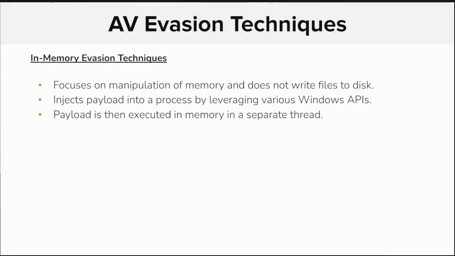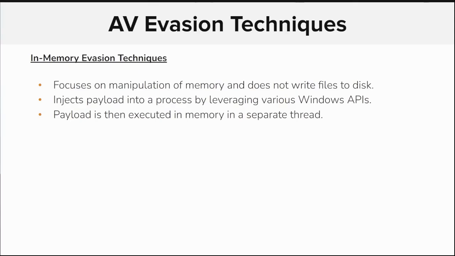So those are on-disk evasion techniques. We then have in-memory evasion techniques. So in the context of antivirus evasion, in-memory evasion techniques focus on manipulation of memory and do not write files to disk. It involves injecting payloads into a process by leveraging various Windows APIs. And the payload is then executed in memory in a separate thread.